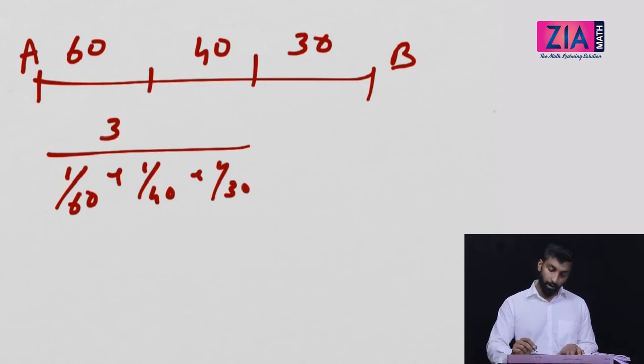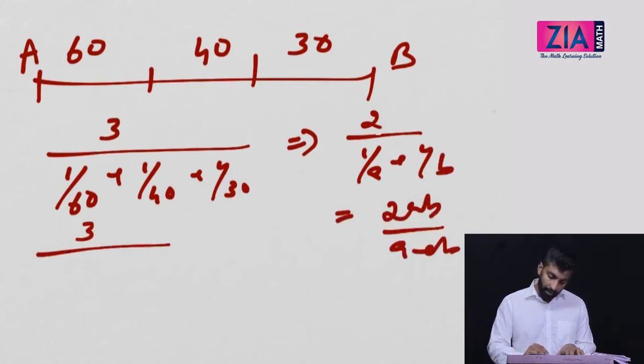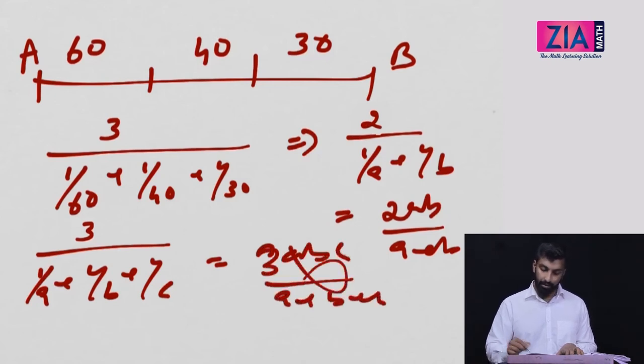I hope you understood. Because see, in case it is 1 by A plus 1 by B, it is 2AB by A plus B. Here it is 1 by A plus 1 by B plus 1 by C. Right? So you need to apply it. You cannot just write like 3ABC by A plus B plus C. This is not correct. You need to solve it.